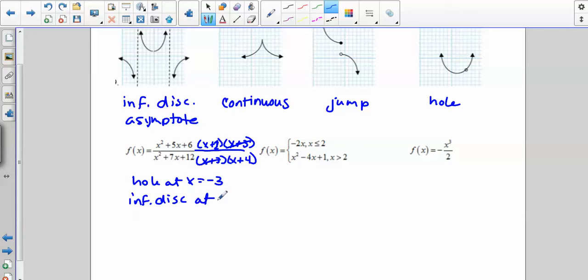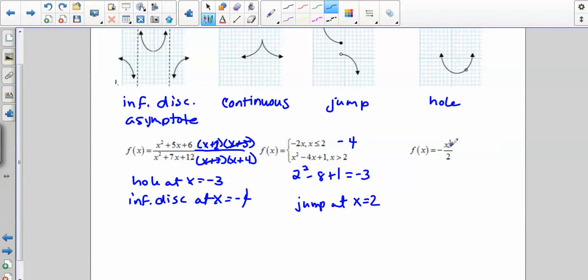at x equals negative 4. The next one's a piecewise function, so I'm going to substitute 2 into each function. I get negative 4 here, and I get 2 squared minus 8 plus 1, so I get negative 3 here. So the function does have to jump from negative 4 to negative 3. So this is a jump discontinuity at x equals 2.